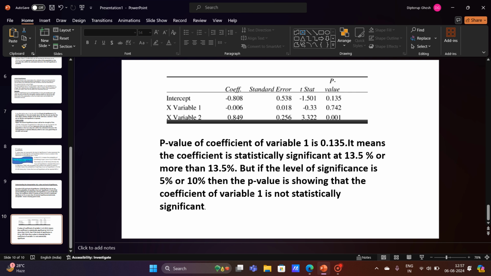So the p-value has to be less than the level of significance. If the p-value is greater than the level of significance, then we can't say that the coefficients of the regression are statistically significant.